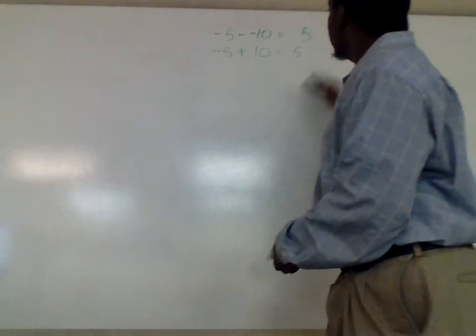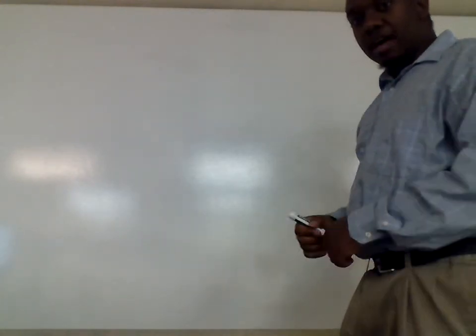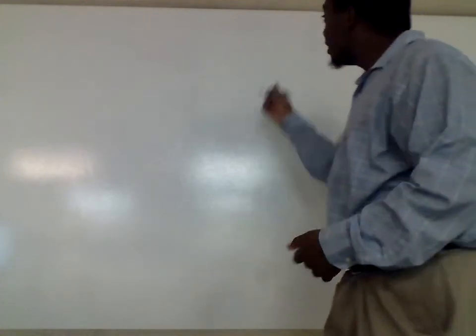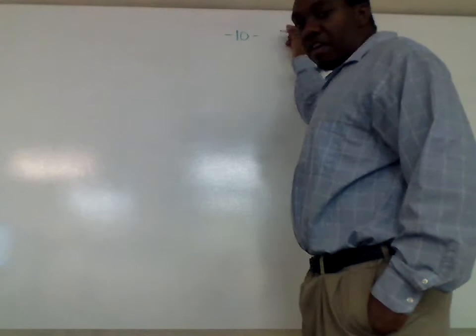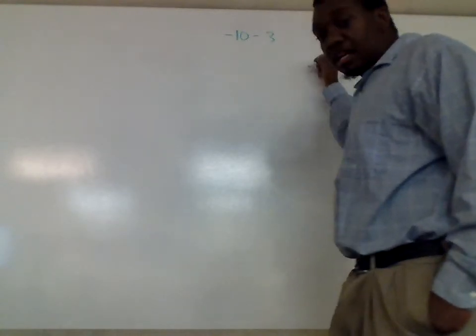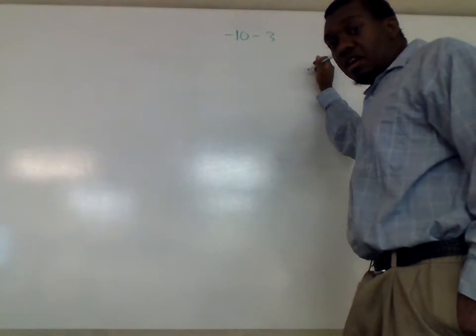So what about when we have a negative and a positive number subtracting? So let's do negative 10, and instead of keep using 5, let's use 3 this time. So negative 10 minus 3. Well, how far are negative 10 and 3 from one another?